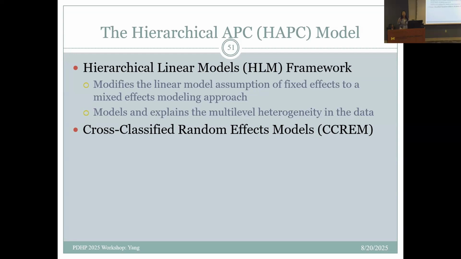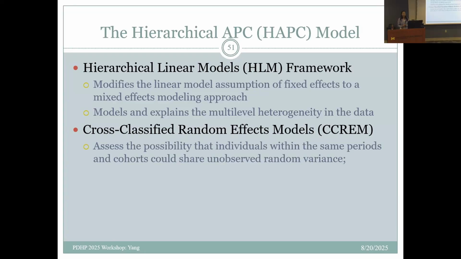Now, when fit to the cross-classified repeated sample survey data that I just showed before, there's a specific form that's called cross-classified random effects. Basically it means the level 2 random effects are cross-classified with each other. It's a fancy name, so I just call it CCREM so I don't do tongue twisters every second of the day. So what this model does, it can help us assess the possibility that individuals in the same periods and coming from the same birth cohorts could share unobserved random variance and hence level 2 heterogeneity.